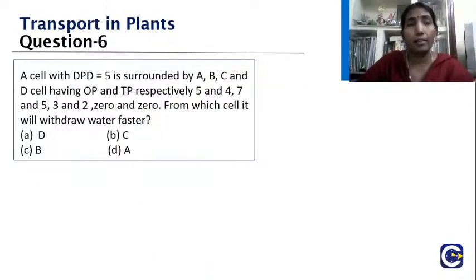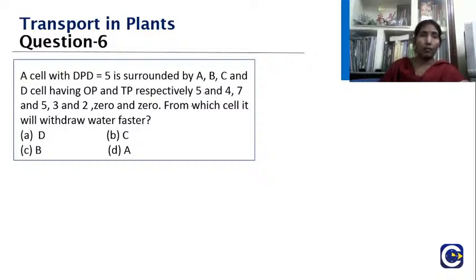Yes. Here comes another sum. A cell with DPD, okay, so what is DPD? The difference between the osmotic pressure and the turgor pressure is 5. That is surrounded by A, B, C and D cells having OP and TP respectively of 5 and 4, 7 and 5, 3 and 2, 0 and 0. From which cell will it withdraw the water faster?